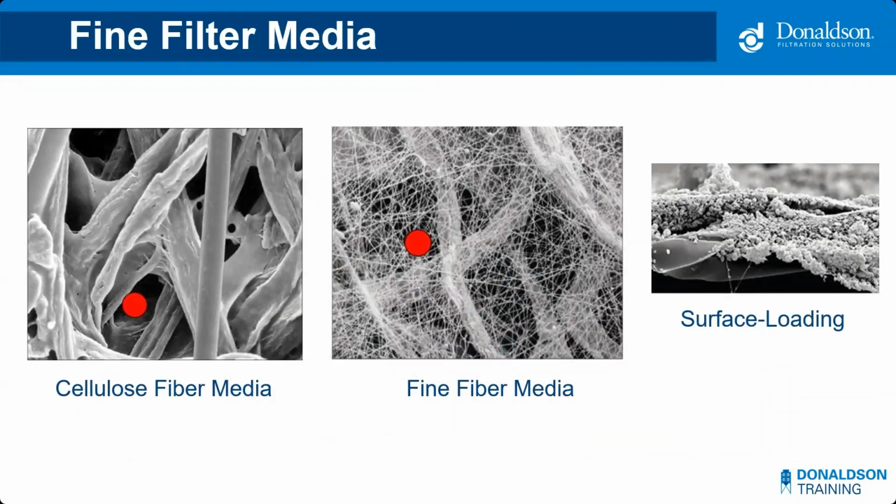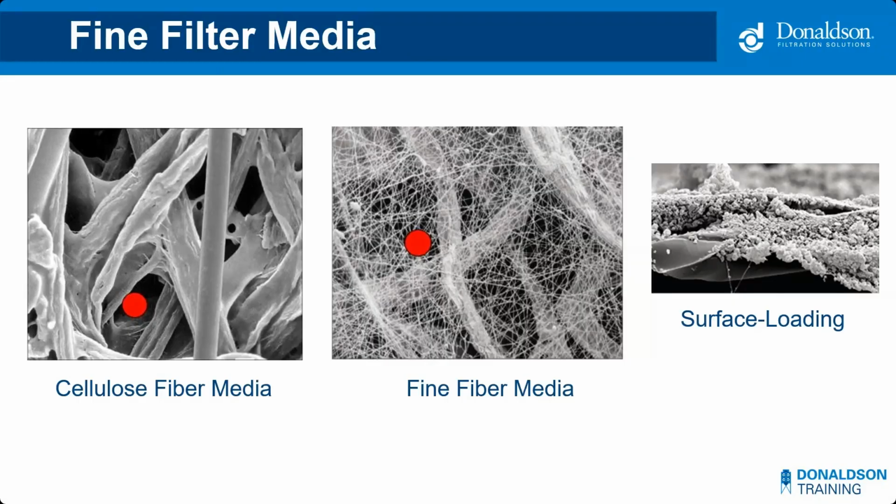And so when we're using a cartridge collector, I typically recommend a fine fiber media, and that's because it significantly outperforms the cellulose media or paper media that you see on the left. So for example, the red dots on the images are representative of a single dust particle. And as you can see, the cellulose media on the left has many more areas where there's big voids, which allow that particulate to embed itself in the media.